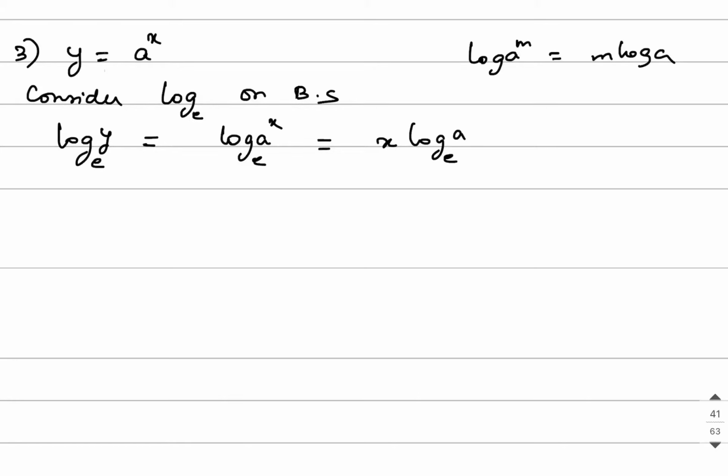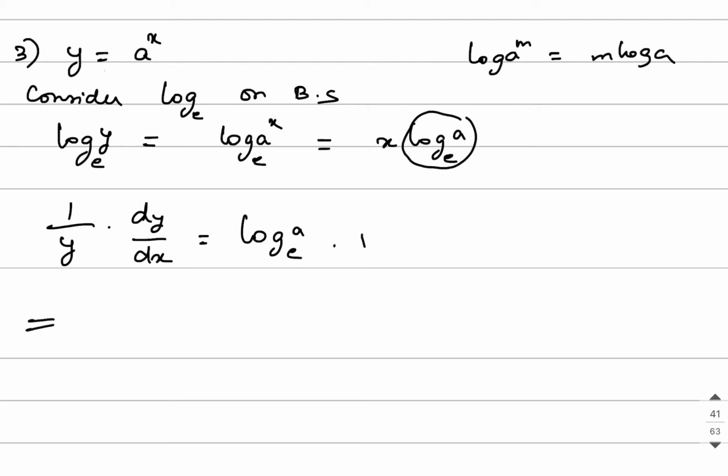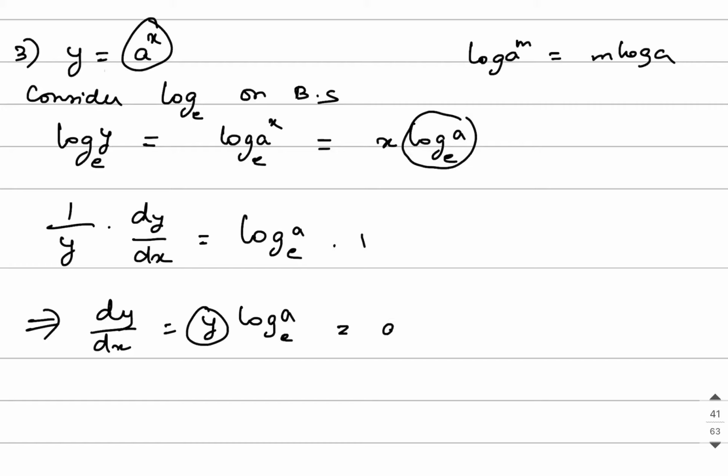So log y base e derivative is 1 by y into derivative of y, which is dy by dx. We are applying the chain rule. This is equal to log a base e, which is a constant, into derivative of x, which will be 1. So dy by dx will be equal to y into log a base e, but y is nothing but a power x. So dy by dx will be a power x log a base e, or you can write it as a power x log a. Both mean the same.